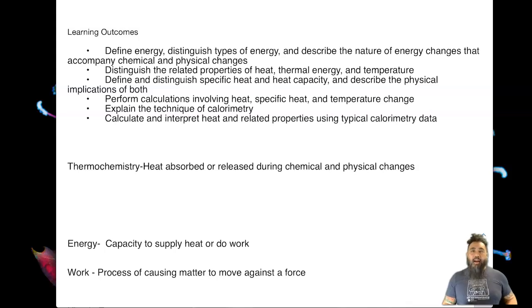Hi everyone. We're going to start our next chapter and it's going to be about thermochemistry. So our learning outcomes for this chapter are listed right here.